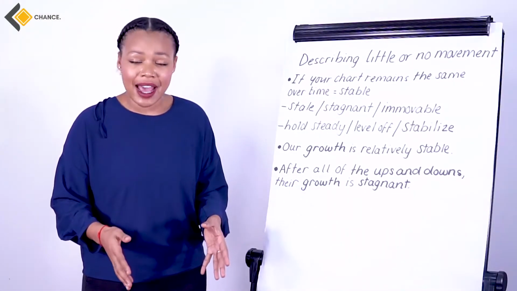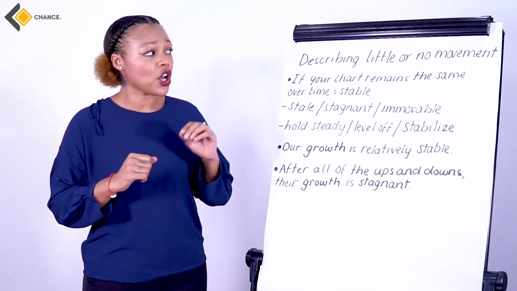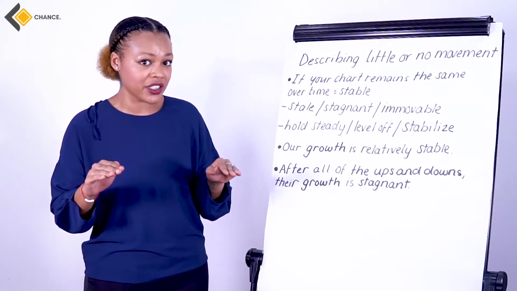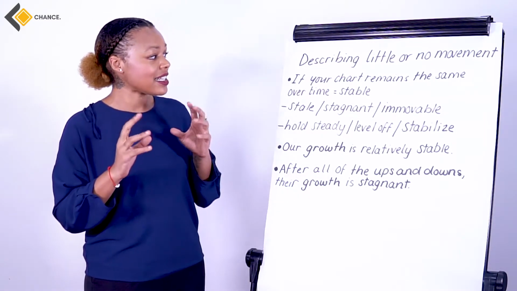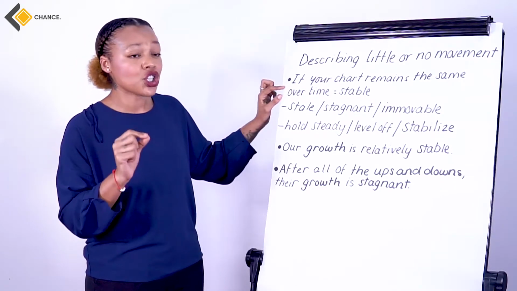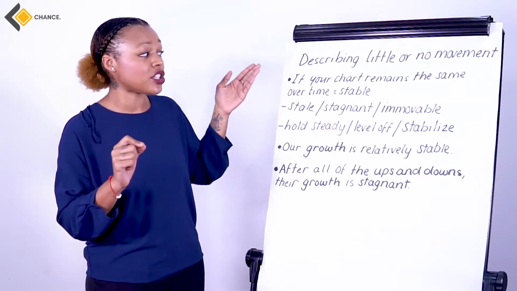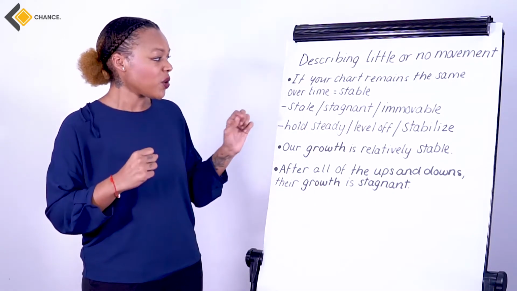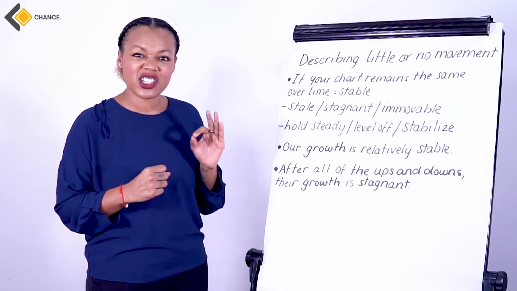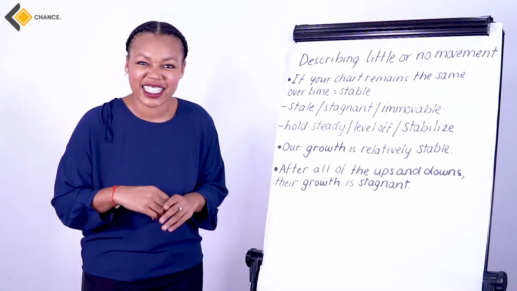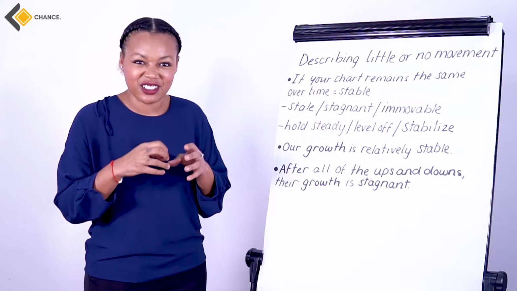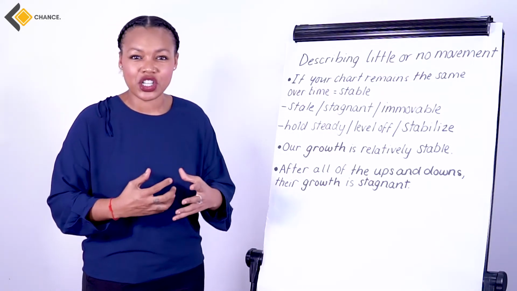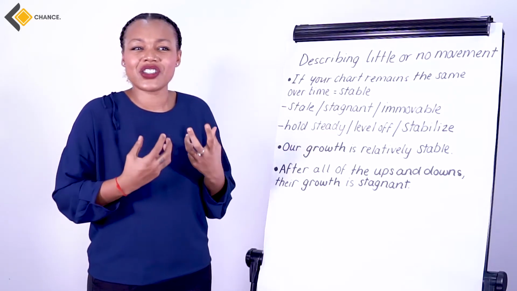So we started with downwards, we've looked at upwards. What happens if there is little or no movement? How can you describe that? Let's have a look. So we know that if the chart remains the same, we will describe it as stable. Let's have a look at some strong words. We could say that it is stale. Stale. When you eat a piece of bread and it's a little bit hard, it's stale. Stagnant. If you're in a position for too long, then you can become stagnant.